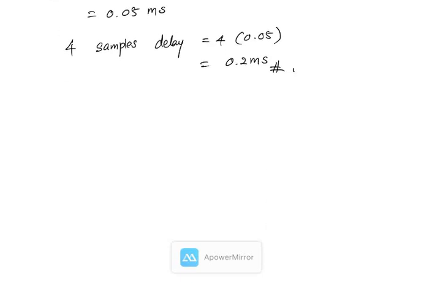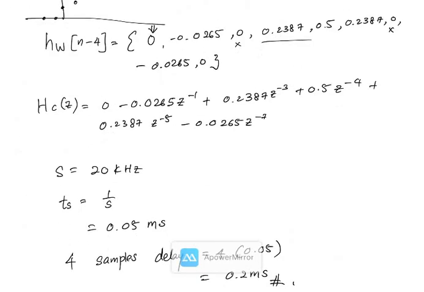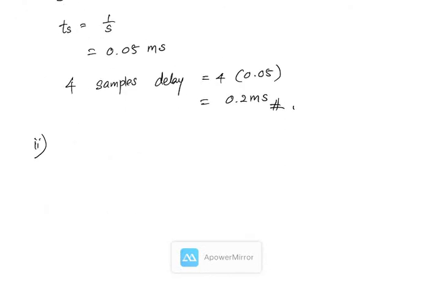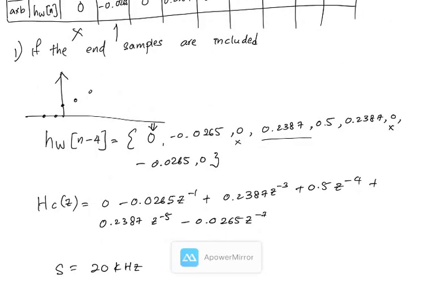And then the second question is the N sample are ignored. If the N sample are ignored, it means that we don't want to count this one. So we only have the delay for the 3 samples only. So H(n) minus 3 is straightforward. We do not exclude the 0 value. So we start from here.